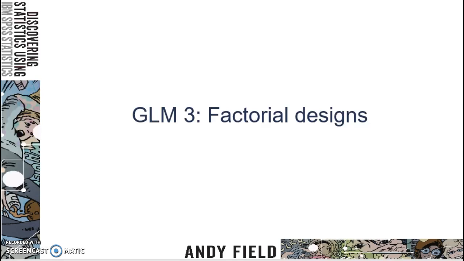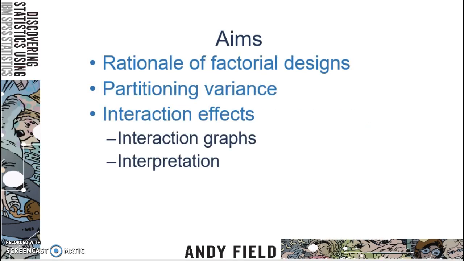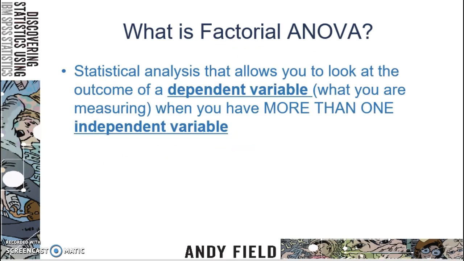Okay, so in this video, I'm just going to talk a little bit about what is factorial ANOVA, or what are factorial designs. So our goals as we go through this is to look at the rationale on why you do a factorial design, talk a little bit about variance and how factorial ANOVA and how factorial designs account for that variance, and then also to look at interaction effects and interpretation of graphs for interaction effects.